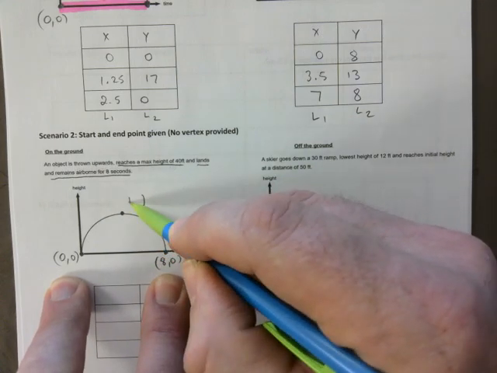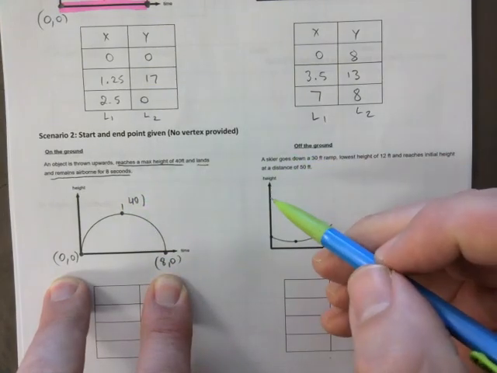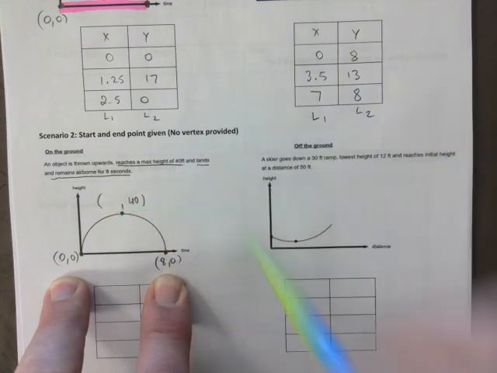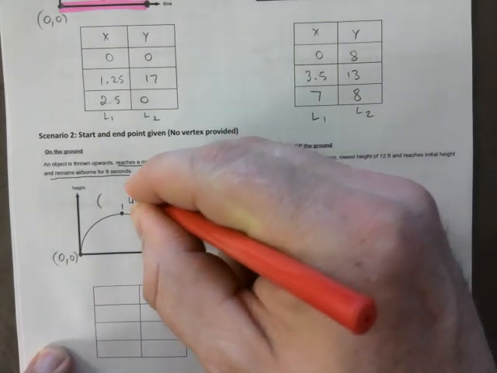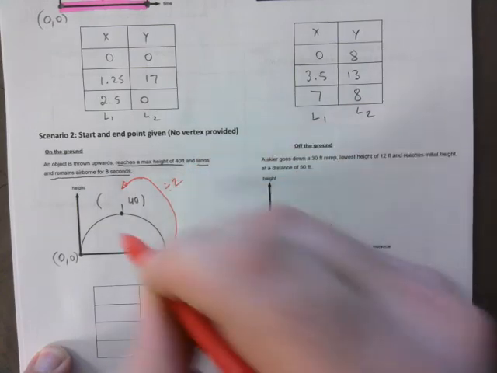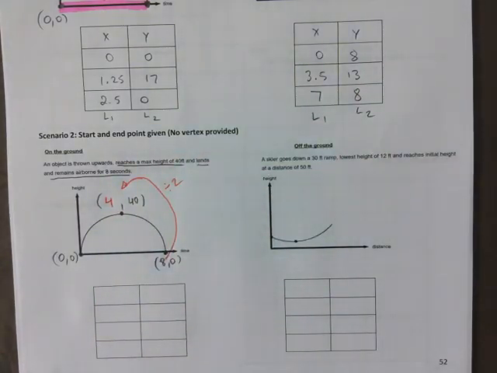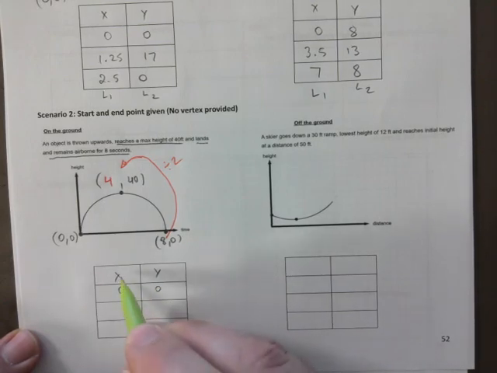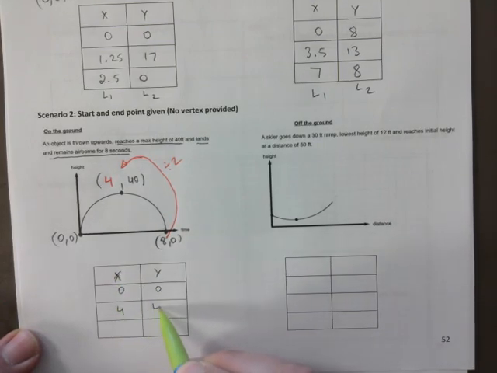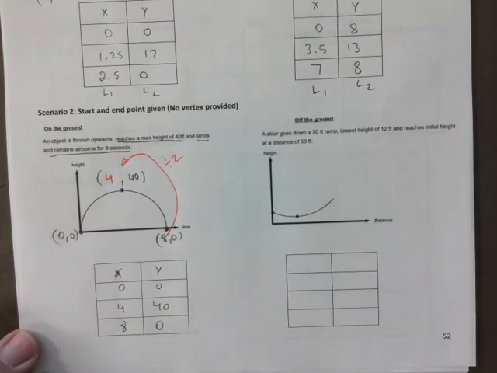We know that the maximum height is 40. What will the x value be in this case? Half of it, right? Half of 8. So you just divide it by 2 to get 4, 40. And now you're in business. You got your 3 points again. So this would be x, y: 0, 0, 4, 40, and then 8, 0, like that. I think I'm going to stop there. I think you get the picture, hopefully.